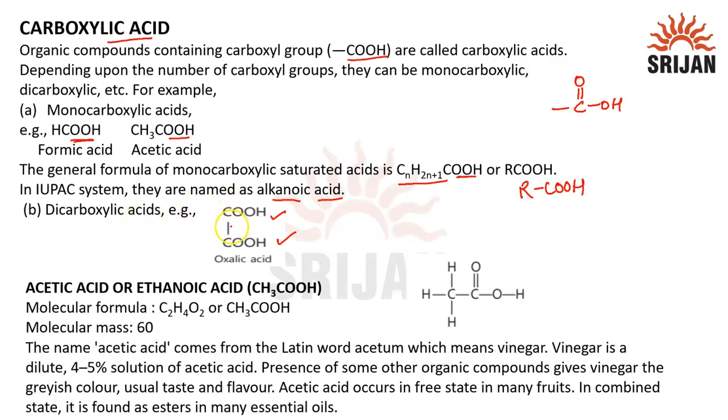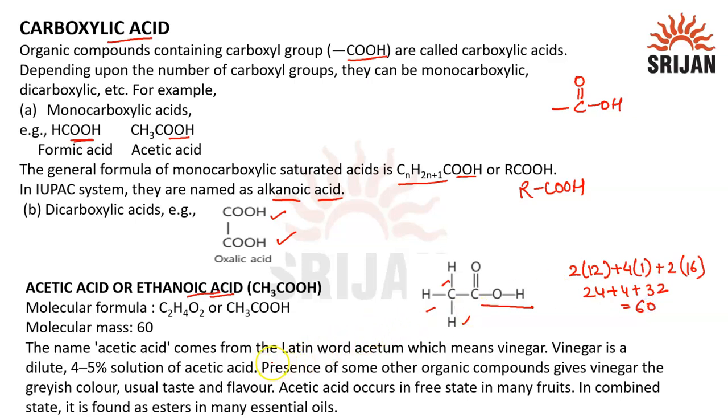The most common carboxylic acid is acetic acid, which is also called ethanoic acid, which is the IUPAC name, CH3COOH. The molecular mass would be 60 because there are two carbons, so 2 into 12, which is the atomic mass of carbon, plus 4 into 1, the atomic mass of hydrogen, plus 2 oxygen atoms into 16, which is the mass of oxygen. So 24 plus 4 plus 32, so it becomes 60.